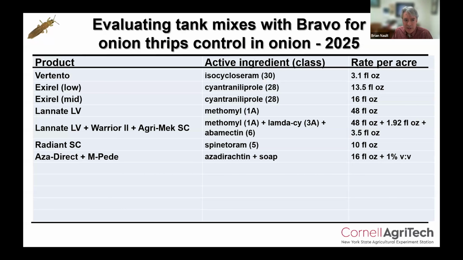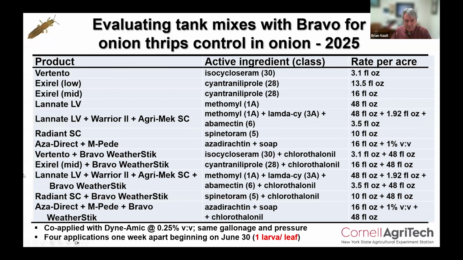So this study was conducted this past year. We had all the same treatments that I just mentioned in the previous slide. We did add Azadirect plus Impede. This is a combination of insecticides that are used in the Western United States early in the season to control thrips. So we thought, well, let's give it a try here. And then we looked at some of these treatments tank mixed with Bravo Weather Stick at the high labeled rate of 3 pints per acre. So we had Exerol, Lanate plus Warrior plus Agramec, Radiant, and Azadirect plus Impede plus the Bravo.